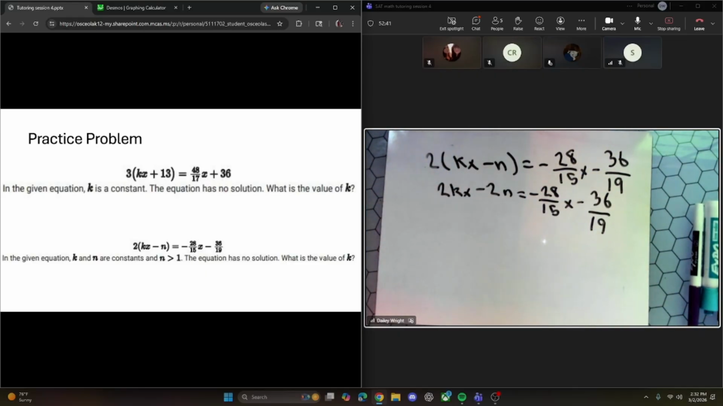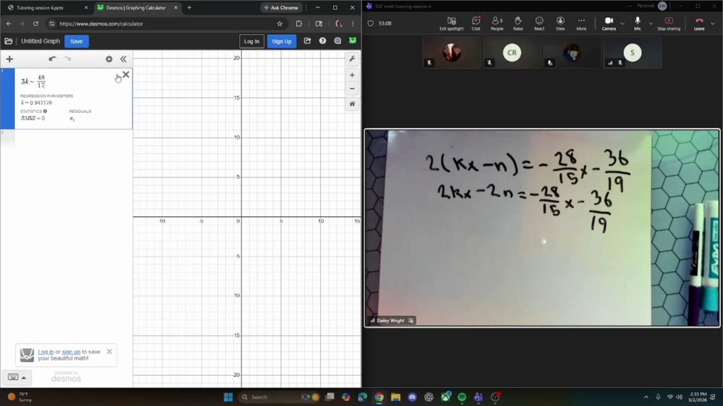And again, this question says the equation has no solution. So it's asking for the value of k. It really doesn't matter what n is at this point. So you're just going to want to solve for k. So you want 2k, because that's the coefficient of this x, to be equal to negative 28 over 15. So go ahead and plug this into Desmos with that little squiggly sign. Negative 28 over 15. So k would be negative 0.933 repeated.